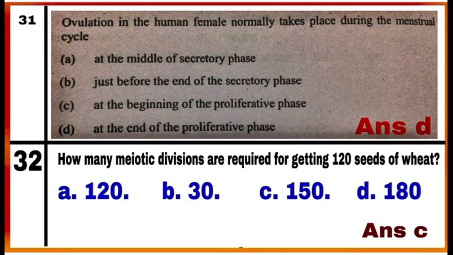Question 32. How many meiotic divisions are required for getting 120 seeds of wheat? 150 meiotic divisions are required to get 120 seeds, as 120 meiotic divisions are required for getting 120 female gametophyte and 30 meiotic divisions are required for getting 120 pollen grains. So here mark C as a correct answer.